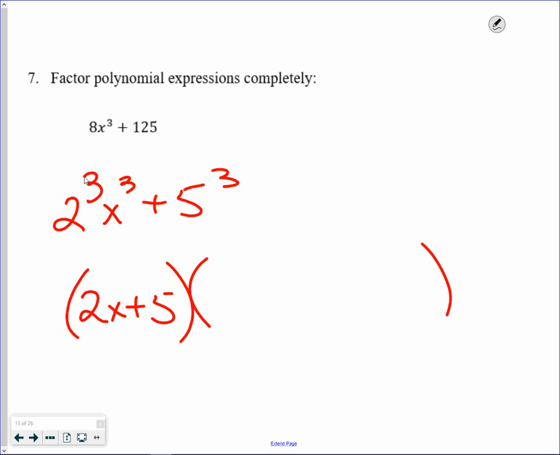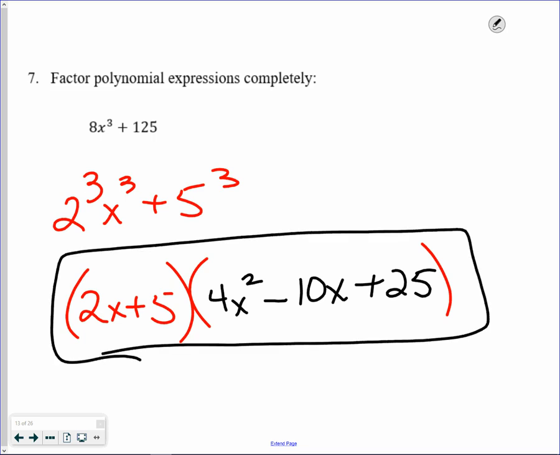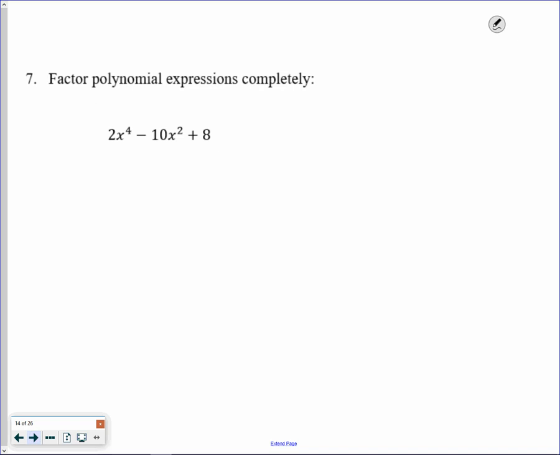The first term, so 2x being squared. Then I change the signs and multiply the two terms together. And then I always add the second one squared. That's how to factor a perfect cube. All right, there's the next one.